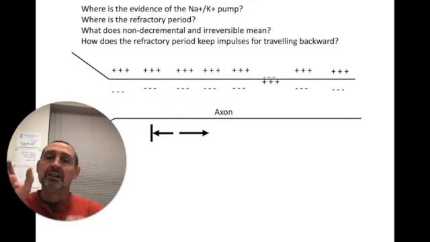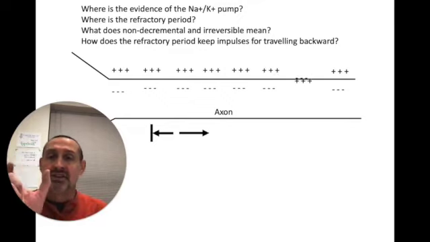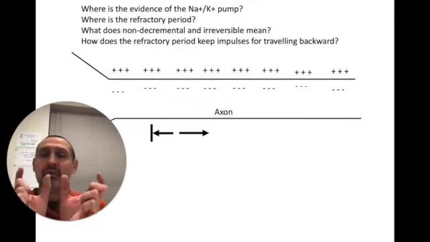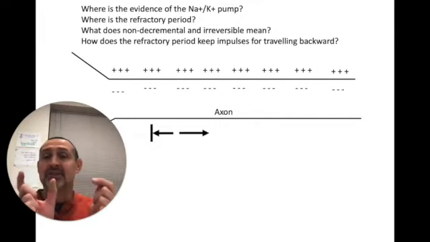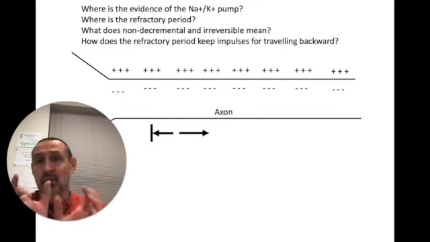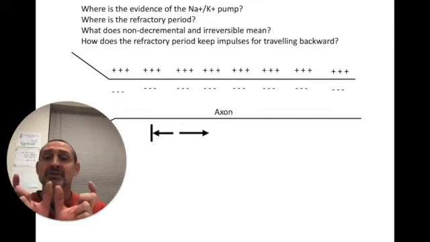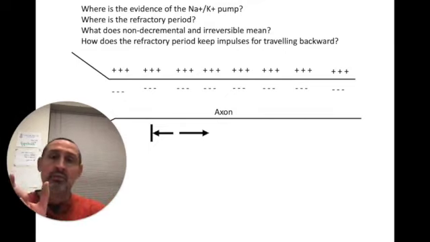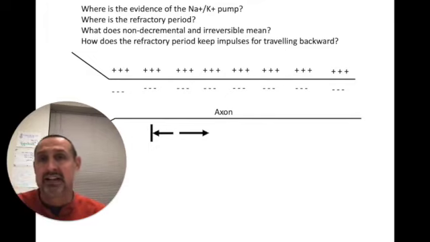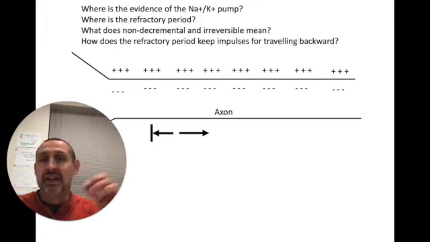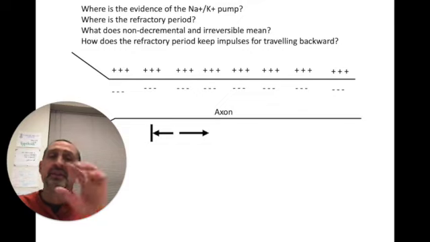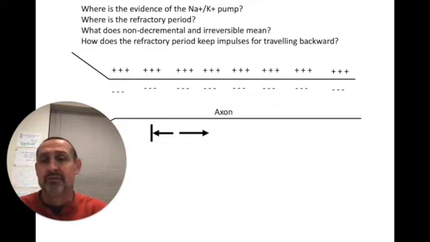In other words, because this section is in that refractory period, when this section depolarizes, it can't stimulate that section to open those gates again because they're working that sodium-potassium pump. So the nerve impulse only travels in one direction. It can't travel backwards. That's the idea of irreversible. And it doesn't diminish as it goes. That's the idea of non-decremental. Like it doesn't get slower and slower. It's like dominoes. Once they fall, the last one falls with the same force as the first one.